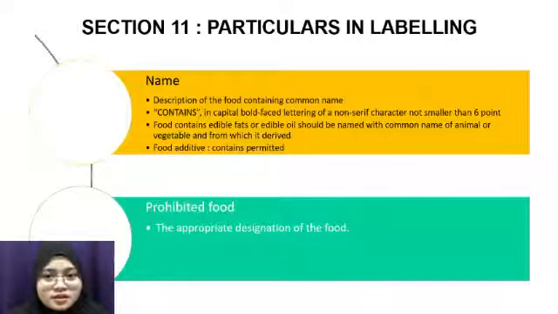Today I will explain about section 11, which is particulars in labeling. First, name, description of the food containing the common name. Example, contained in capital bold face lettering of a non-serif character not smaller than 6 points. Food containing edible fats or edible oil should be named with a common name of the animal or vegetable from which it derives.